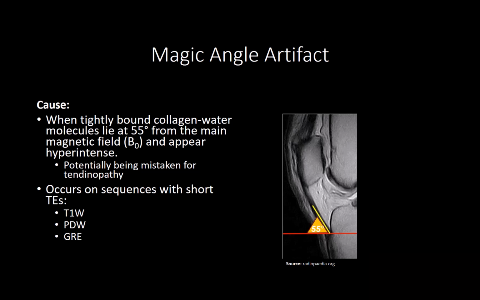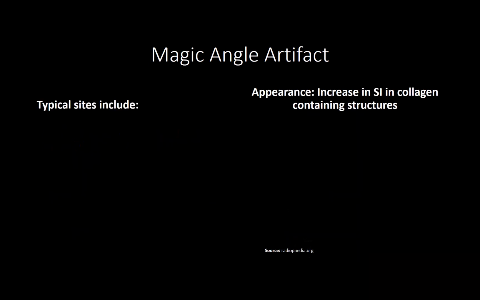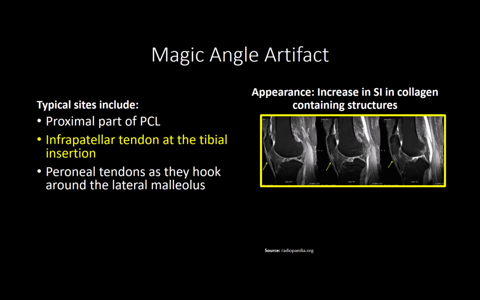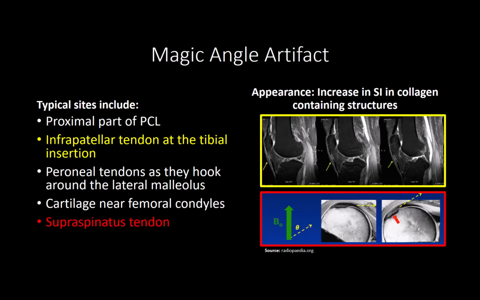This occurs commonly on sequences with short TEs, like a T1 proton density or even a gradient echo pulse sequence. This artifact occurs along the phase and frequency direction. The appearance of this artifact is an increase in signal intensity in collagen-containing structures. Some typical sites include the proximal part of the PCL, the infrapatellar tendon at the tibial insertion, peroneal tendons as they hook around the lateral malleolus, cartilage near the femoral condyles, supraspinatus tendon, and the triangular fibrocartilage complex.